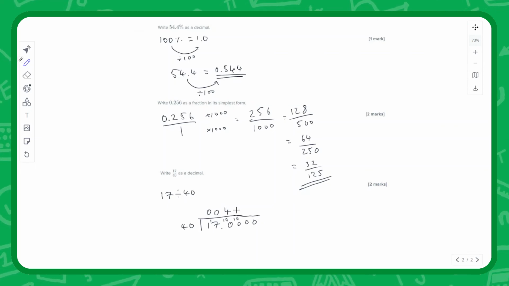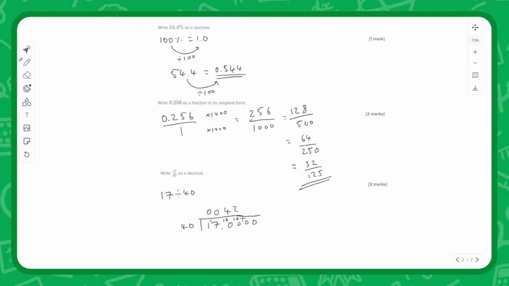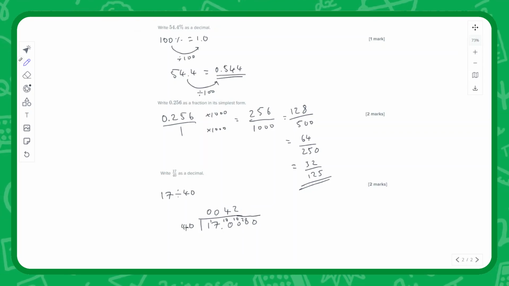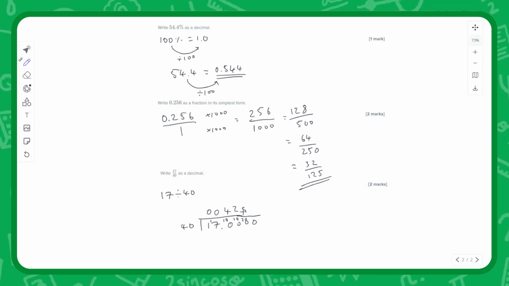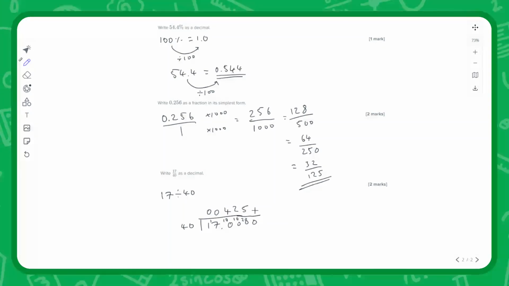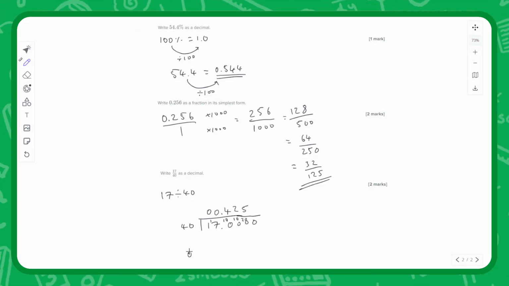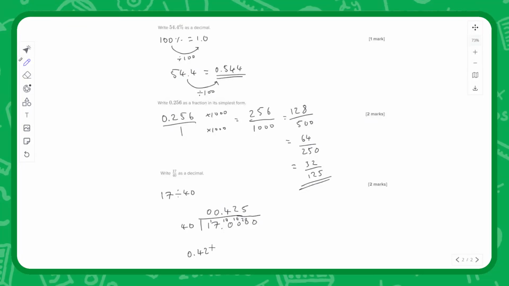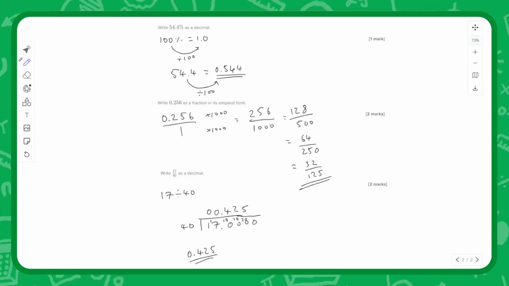40 goes into 100 2 times, right, because 2 times 40 is 80. I've got another 20 left over. 40 into 200 is going to go 5 times, with no remainders. So our answer, again, don't forget the decimal point there, is going to be 0.425. And that's the end of converting fractions, decimals, and percentages.